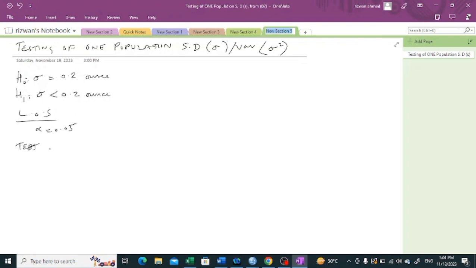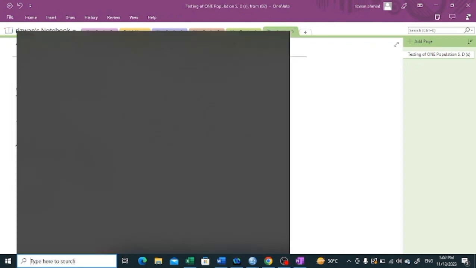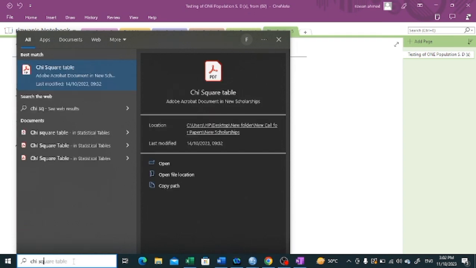Test statistic for testing of one population variance or standard deviation is chi-square. The formula is n minus 1 times s square divided by sigma square. So next step is for critical region. Chi-square table we'll look for.